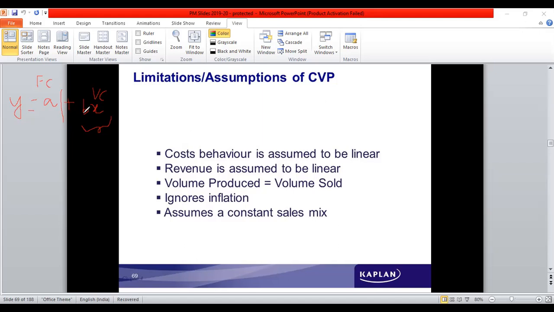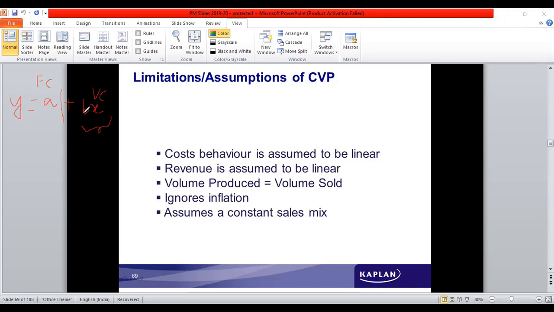Then it always assumes a constant sales mix. Mix is a situation where more than one type of product is sold. So let's say they are producing two products, A and B. If they are selling 60% of product A and 40% of product B, the ratio or the mix is 60 is to 40. That is assumed to be constant. It would not change. All the time they would be selling in this proportion of 60 is to 40.